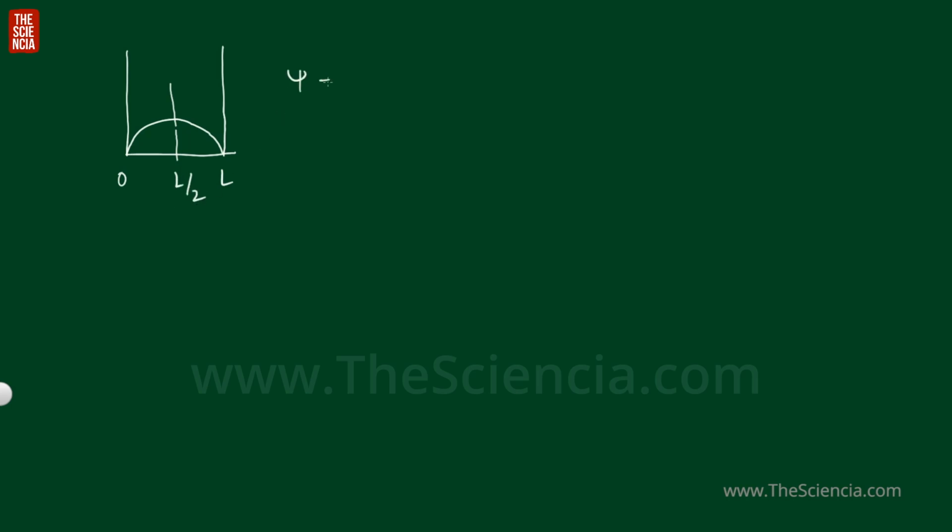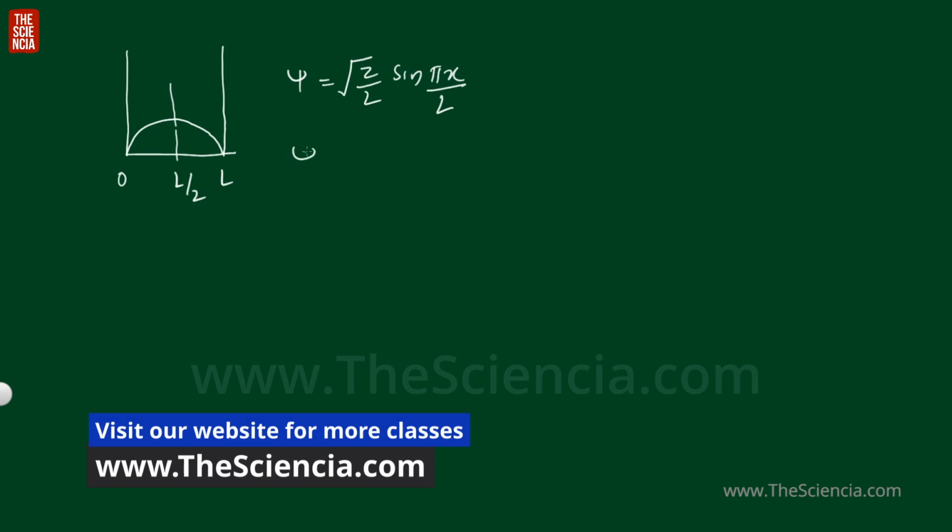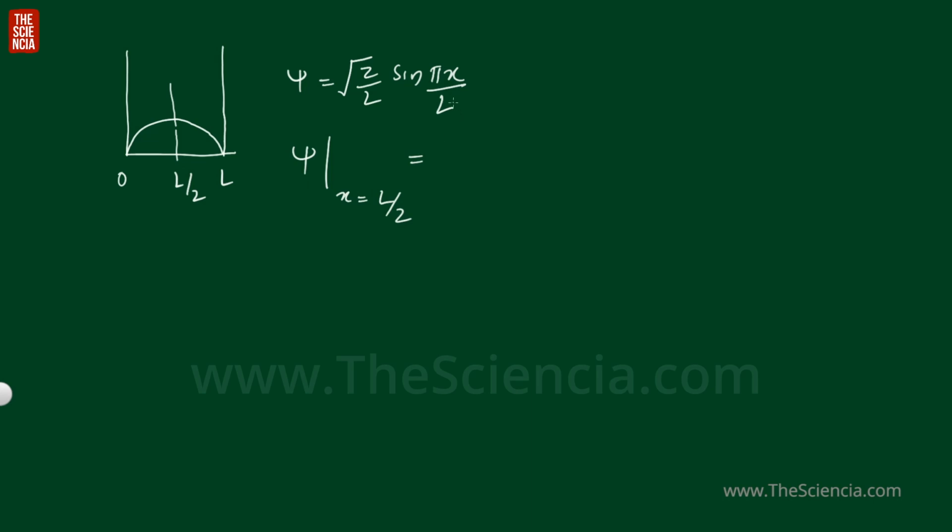And this wave function is root 2 by L sine pi x by L. Now I have to find out the wave function at x equal to L by 2. That is, we have to substitute for x value, that is root 2 by L into sine pi by L into x. X is L by 2.